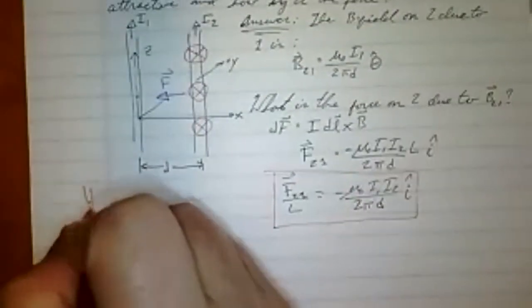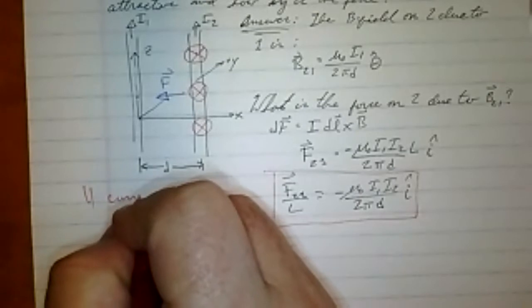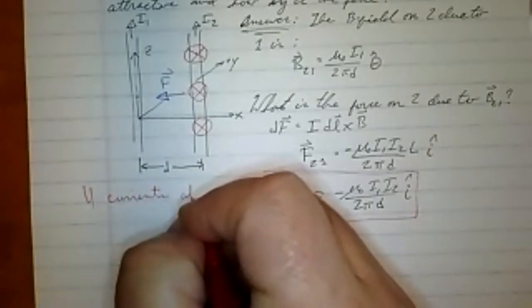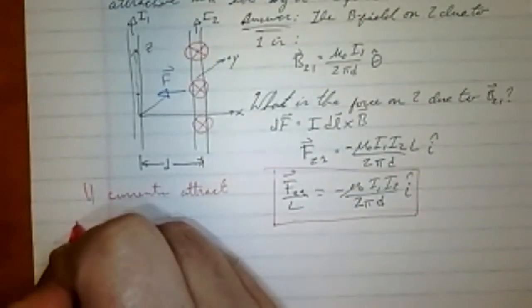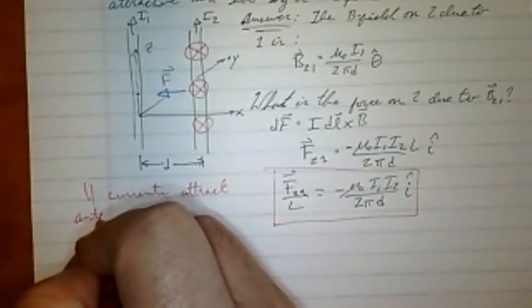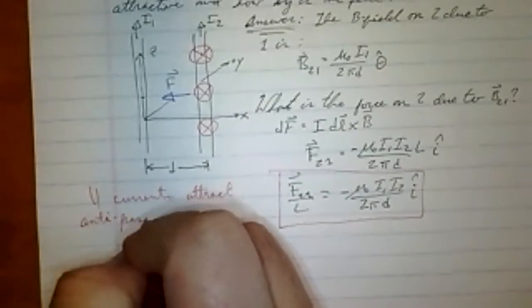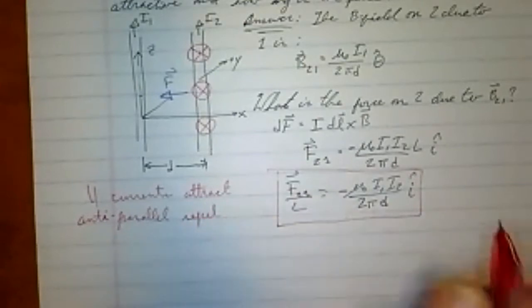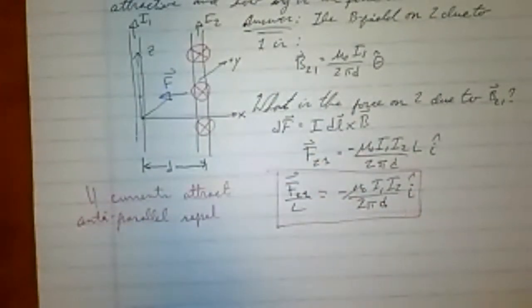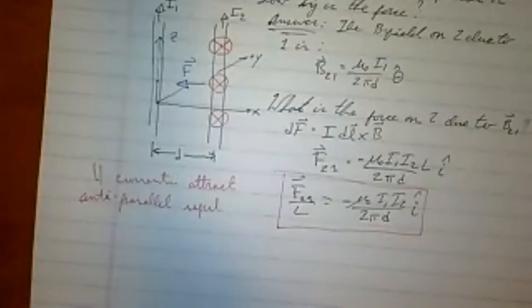So parallel currents attract, anti-parallel repel. Okay. And you can see that obviously if your QV was this way, then I'd have to point my hand down that way, which my arm don't bend that far, but you can see the force now is pointing that way. Okay.